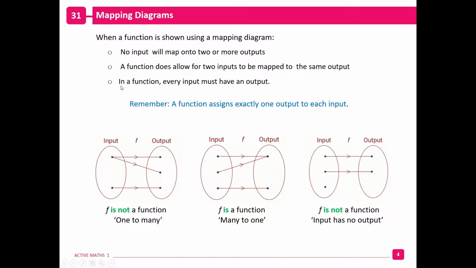And then lastly, we learned that a function has to have an output for every input. And if we look at this last diagram, you'll see that there is an input here at the bottom that does not map to anything in our output set. Therefore, this is not a function, and our reason is the input has no output.